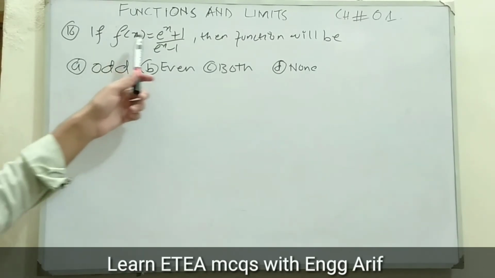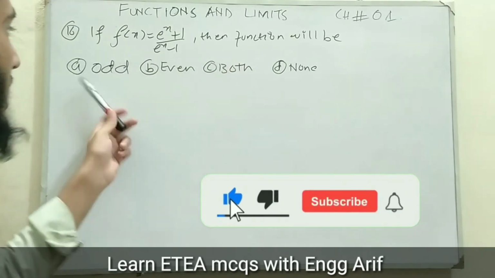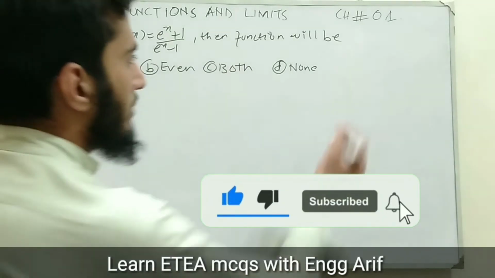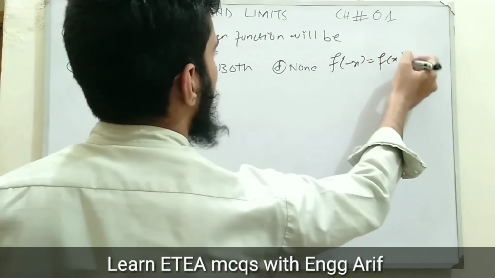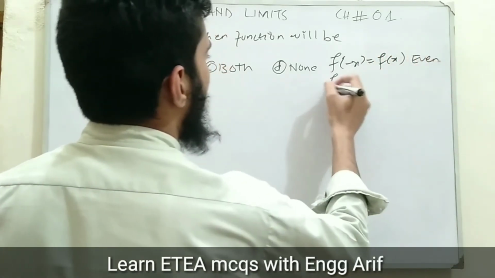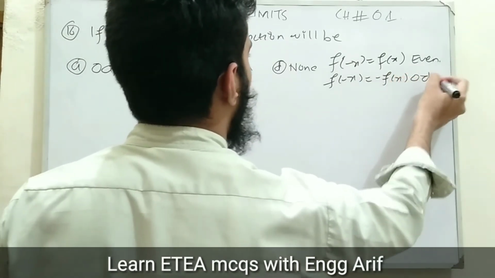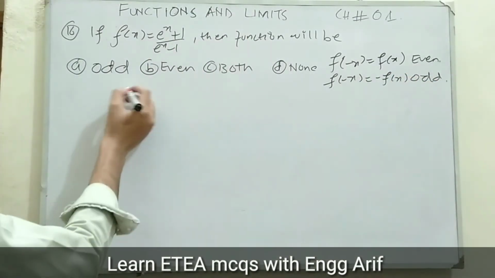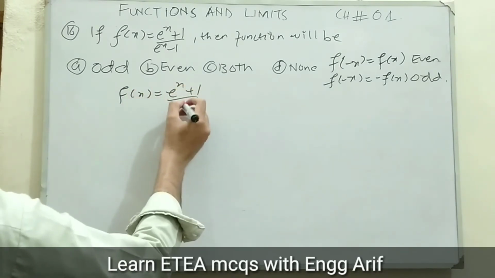We have a function f of x is equal to e raised to power x plus 1 over e raised to power x minus 1. Then the function will be odd or even, both, none. Remember, when f of negative x is equal to the original function, then the function will be even. And when f of negative x is equal to negative times the original function, then the function will be odd. Using this condition, we have a function f of x given as e raised to power x plus 1 over e raised to power x minus 1.